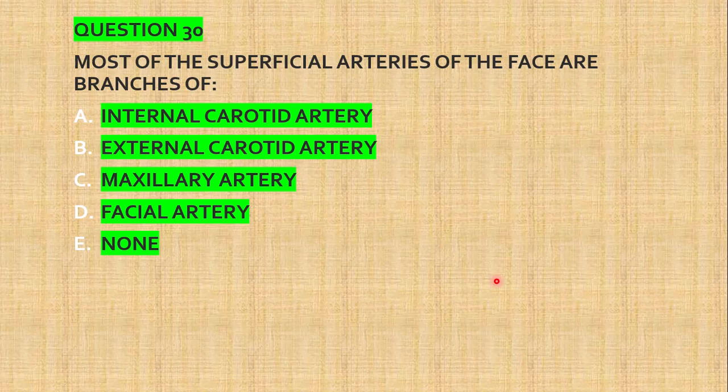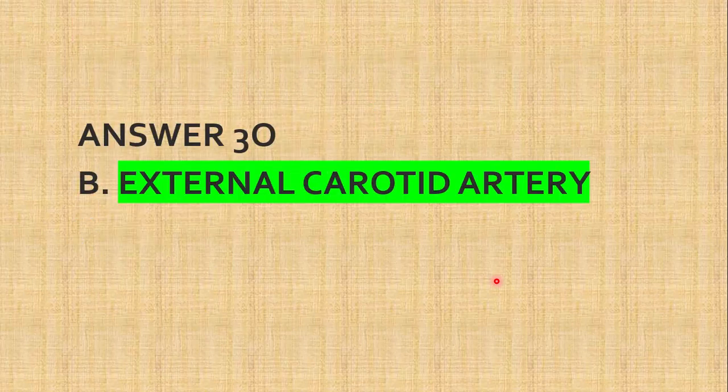Question 30. Most of the superficial arteries of the face are branches of A. Internal carotid artery, B. External carotid artery, C. Maxillary artery, D. Facial artery. And the answer to this question is the external carotid artery. It gives rise to pretty numerous branches that are very much important for supplying the face, and they are superficial. So the answer is option B, the external carotid artery.